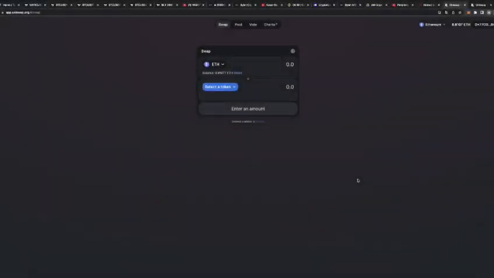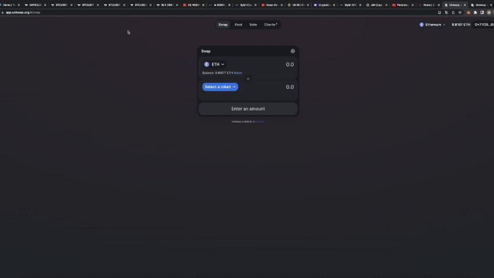Hi, this is Alex from Liquidix, and today I want to show you really quick how liquidity pools are working on Uniswap, on our proprietary platform where we provide liquidity to.